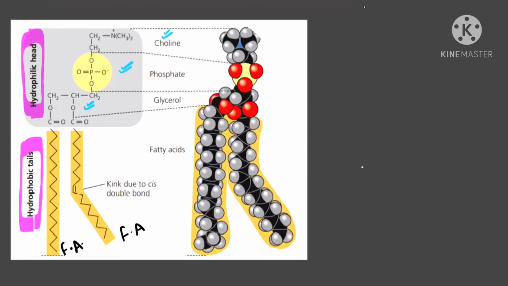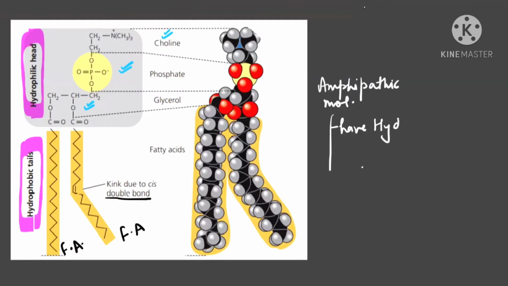In this diagram, we have taken unsaturated fatty acid. That is why bending is there, because of the presence of a double bond. So fatty acids can be saturated or unsaturated. Now see carefully, the head is hydrophilic and the tail is hydrophobic. So it has both properties in it. Such molecules are known as amphipathic molecules. Amphipathic molecules are those molecules which have a hydrophilic as well as a hydrophobic end.